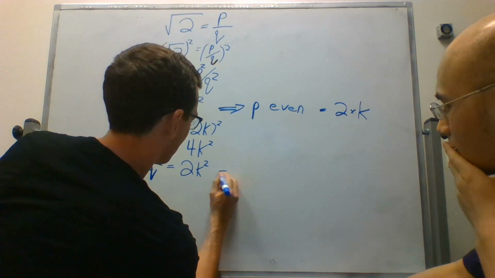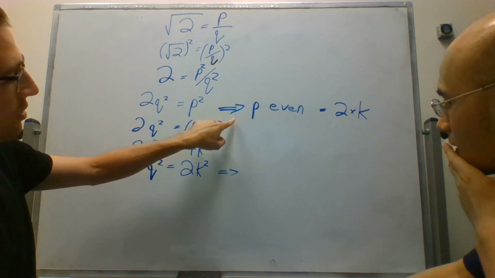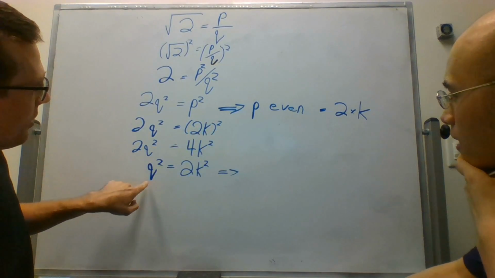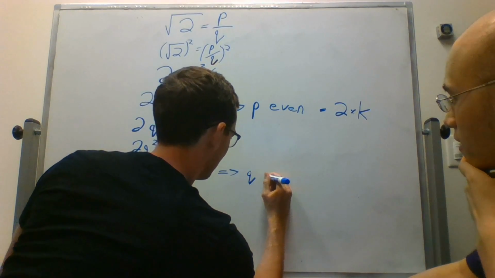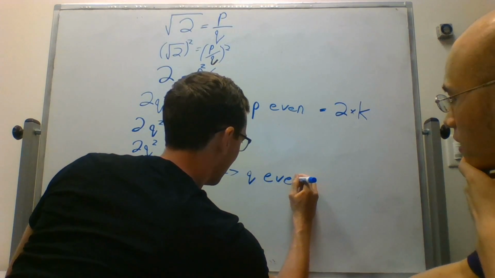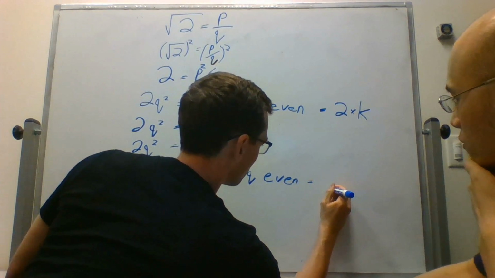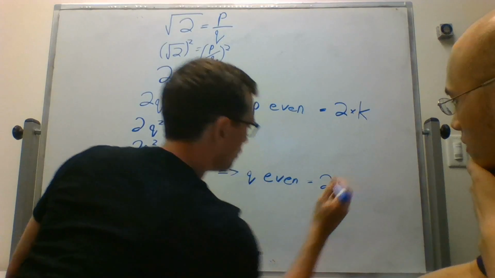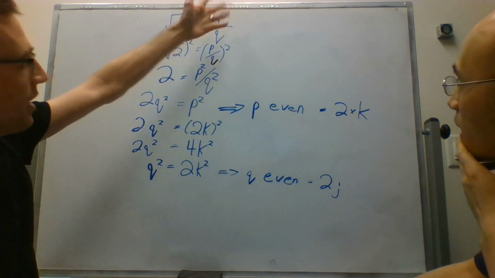Q squared equals 2k squared. Let's use the same logic we used up here. So Q must be even. And let's say Q is 2j.